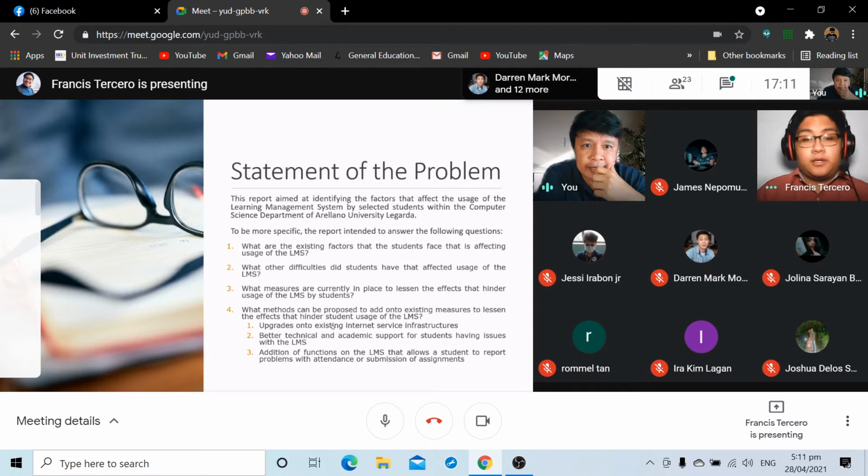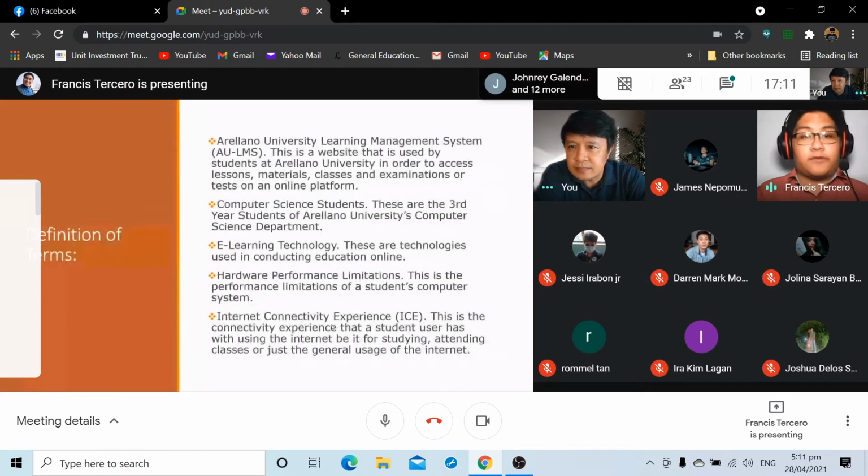Okay, sir. And then finally, better technical and academic support and additional functions to allow for reporting of problems by students. Okay, so definition of terms. So just a few. Arellano University Learning Management System, for short AULMS. It's a website application that is used by students at Arellano University. Okay, you don't need to read because you just need to criticize.